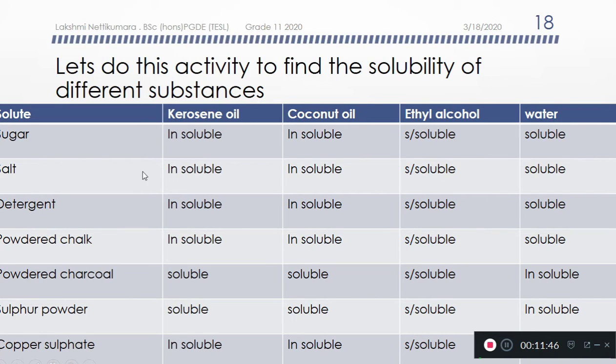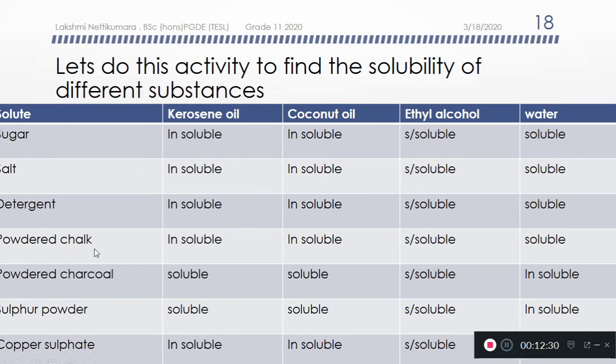Here are some examples for the solubility of different solutes in different solvents at a particular temperature. If you look at the table carefully, you can see that some solutes dissolve in certain solvents and the very same solute is not soluble or only slightly soluble in other solvents. Example, sugar. The solute sugar is insoluble in kerosene oil, coconut oil, ethyl alcohol. It is slightly soluble in some and highly soluble in water.